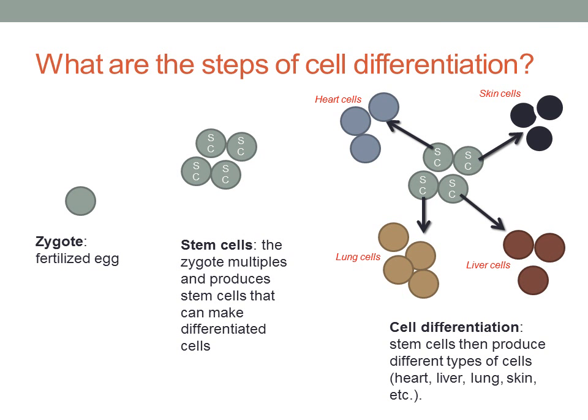So what are the steps of cell differentiation? First, we have the zygote, which is the fertilized egg. Then the fertilized egg starts multiplying and producing stem cells that can make differentiated cells. And then lastly, once we have the stem cells, those stem cells will undergo cell differentiation, where they'll produce different types of cells, for example, heart, liver, lung, and skin cells.